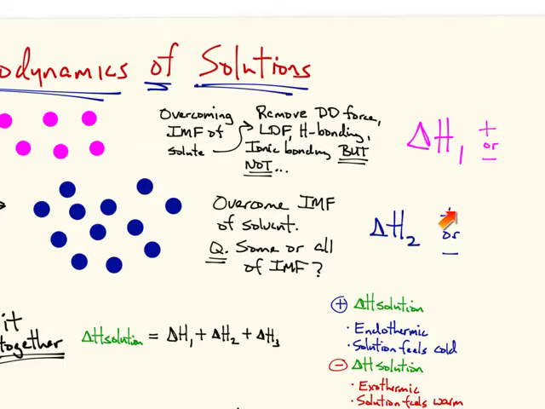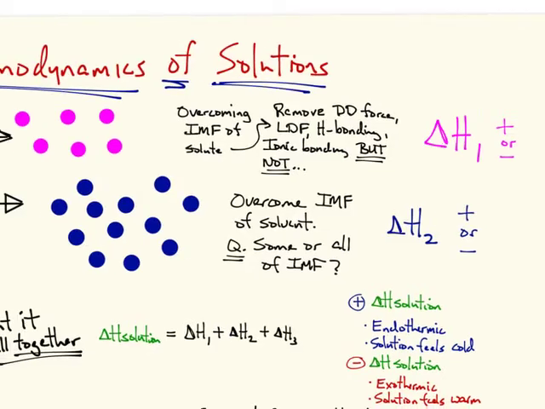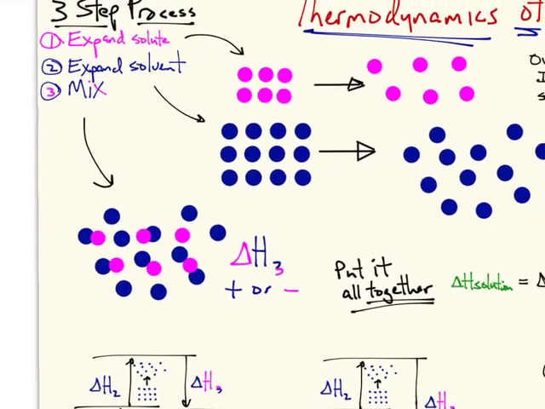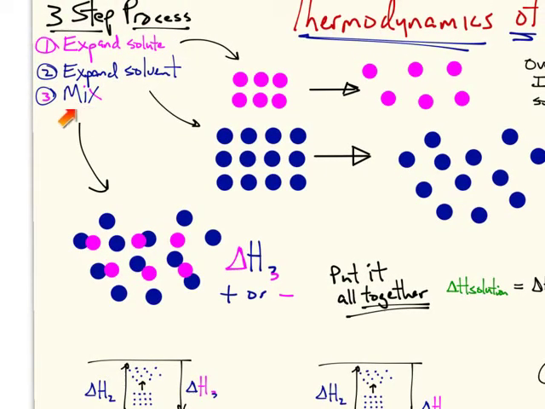All right, so delta H1 we're going to call expanding the solute. Delta H2 we're going to call expanding the solvent, just to simplify some nomenclature here. So H1 and H2 are both endothermic. They're both making the energy of the system go up. Now, step 3, we're going to mix. We're going to allow the solute and the solvent molecules or ions, whatever they may be, to interact. In our particular case, let's say lithium chloride, we've got ions interacting with the water.